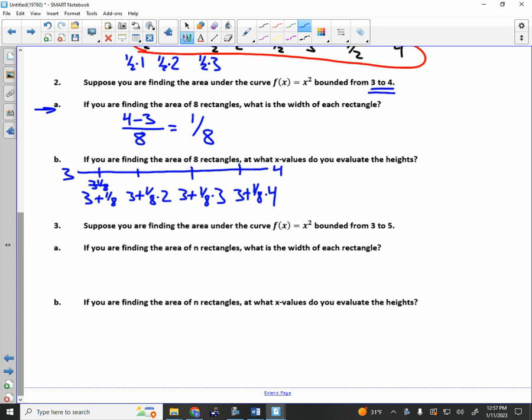Now, I need more here. I'm not done yet, right? But your numbers should be 3 1/8, 3 2/8, 3 3/8, 3 4/8, 3 5/8, 3 6/8, 3 7/8, and finally 4 would be your last spot, right?